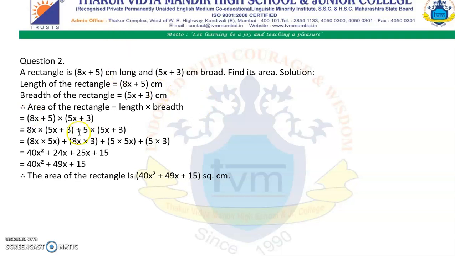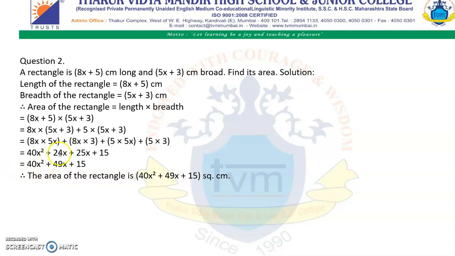Length is given, breadth is given. Area of rectangle equal to length into breadth. 8x plus 5 into 5x plus 3, binomial multiplied to binomial. 8x into 5x plus 3 plus 5 into 5x plus 3. Open the bracket. 8 into 5, 40. x into x, x square. 8 3s are 24x. 5 into 5, 25x. Plus 5 3s are 15.